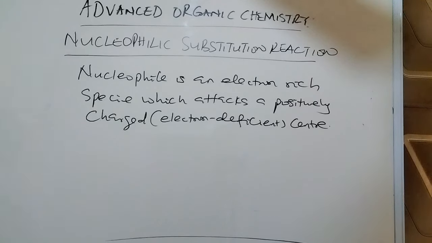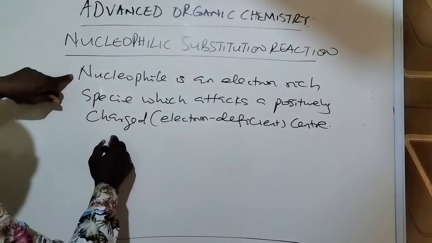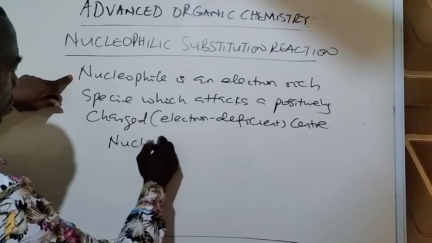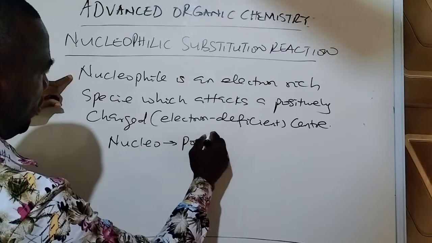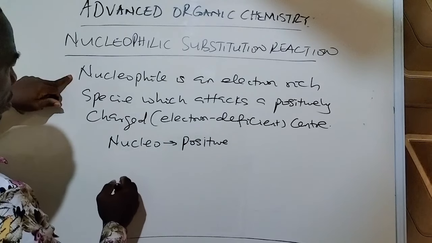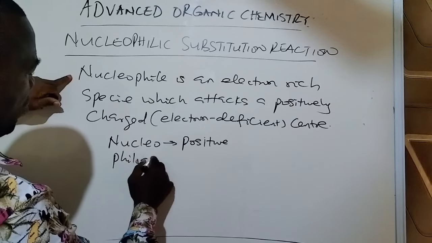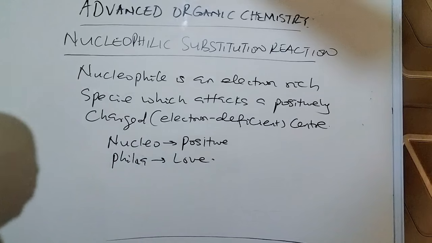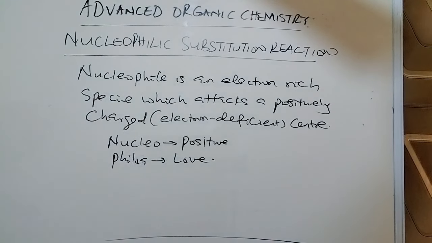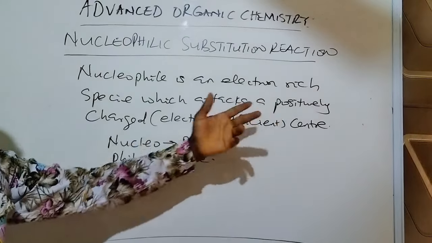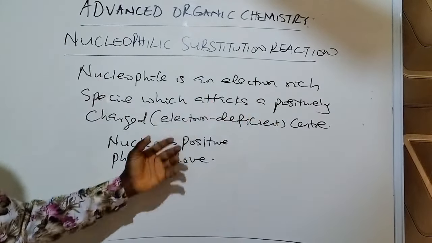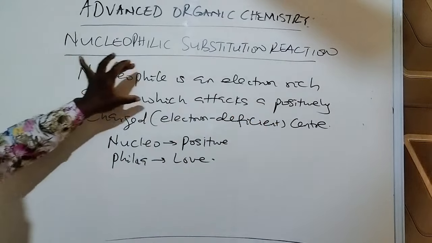So a nucleophile is rich in electrons or has excess electrons, and usually attacks a center that is deficient in electrons. The word nucleophile: nucleo means positive, and phile or philia means love. So it is rich in electrons and attacks a positive center. It loves to attack a center that is deficient in electrons. That is the meaning of the word nucleophile.